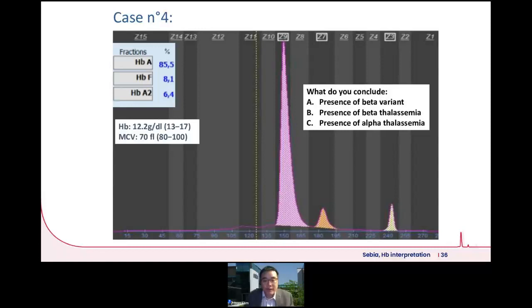How about this case? You see hemoglobin F increased, hemoglobin A2 increased. This is very unlikely a variant situation. Okay. This is actually the presence of beta thalassemia because of the increased hemoglobin A2.